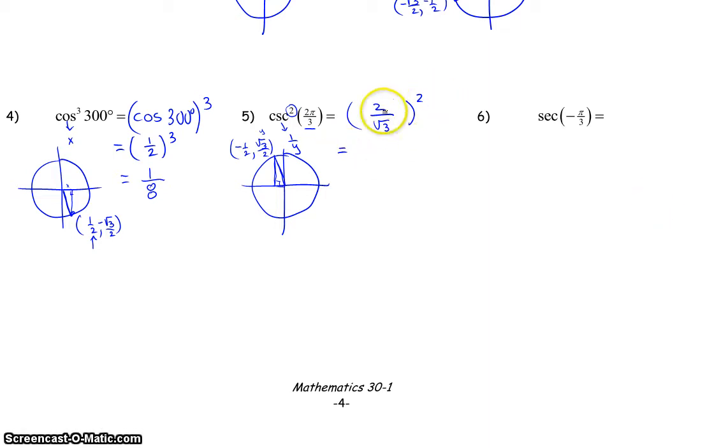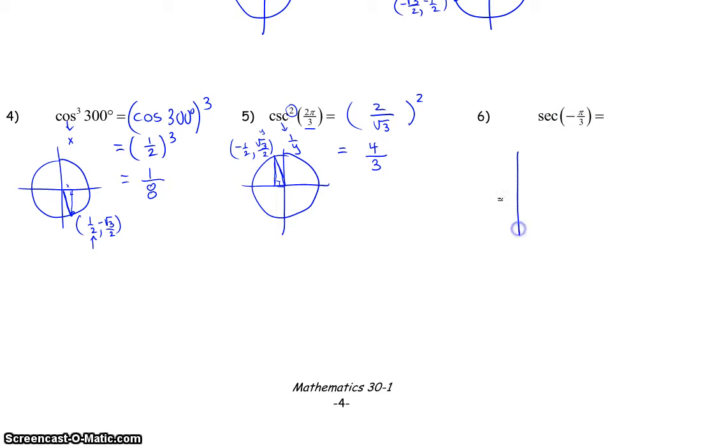Okay, that looks good. That's the cosecant of 2 pi over 3. Now we want to square that. So 2 squared is 4. Root 3 squared would be 3. And there we go. Our answer should be 4/3. Awesome. Okay, let's do the next one.